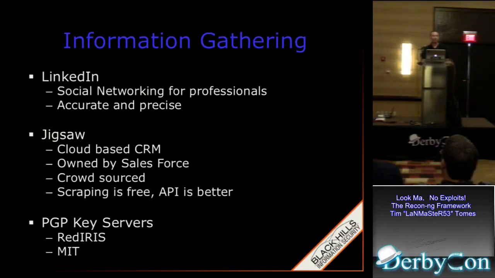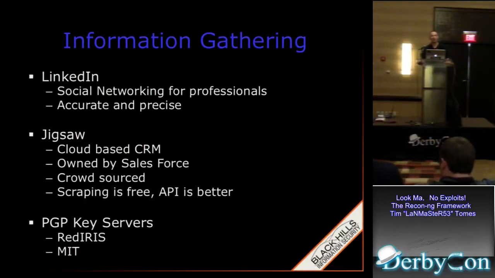Instead, use the API. We actually use the API at Black Hills Information Security. It's not rate limited. It's super fast. Costs about $250 a year, which is a drop in the bucket for most penetration testers. As an added benefit, you get about 350 full contact queries, which means that you can then go and access full contact information, phone numbers, things like that, for other social engineering type attacks. So Jigsaw is a great resource.